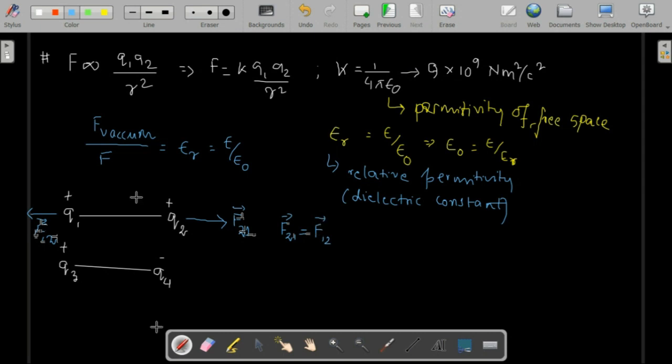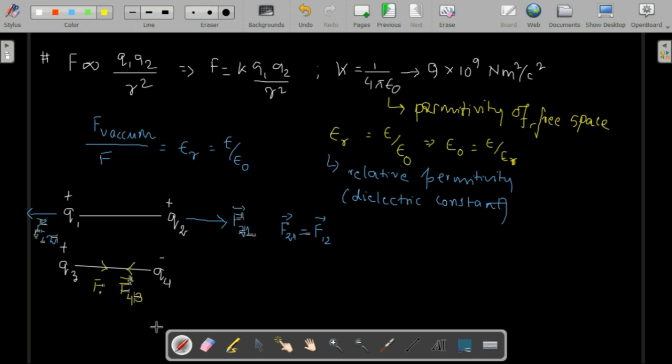So obviously this example tells me that these forces have direction. A similar thing will happen when we consider two negative charges, or positive and negative charges. If you have a negative charge and a positive charge, they are opposite in nature, so they're going to attract. This force is going to act in this direction, and this is the force we have on 4 due to 3. This is in this direction, and obviously this would be in this direction.